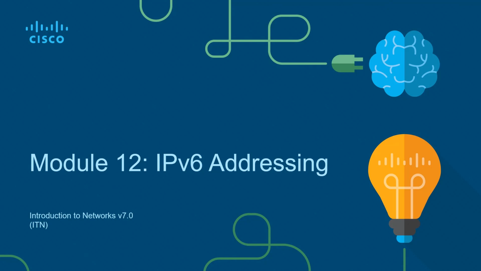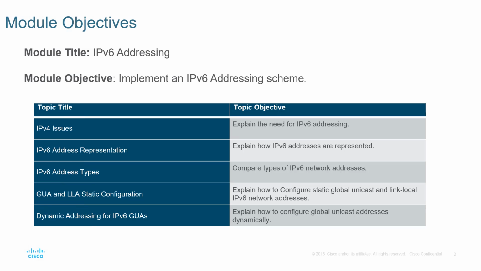Module 12, IPv6 addressing. So we're going to be looking at, first of all, what are the issues with IPv4 that made us move to IPv6? We're going to talk about IPv6 representation, addressing type. Then we're going to look at the types of addressing, global unicast addressing and link local addressing, similar to private versus public addressing for IPv4.